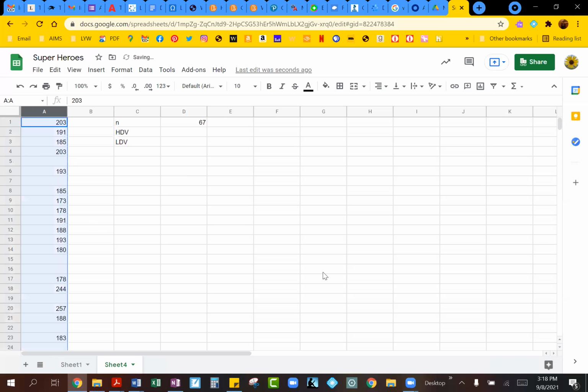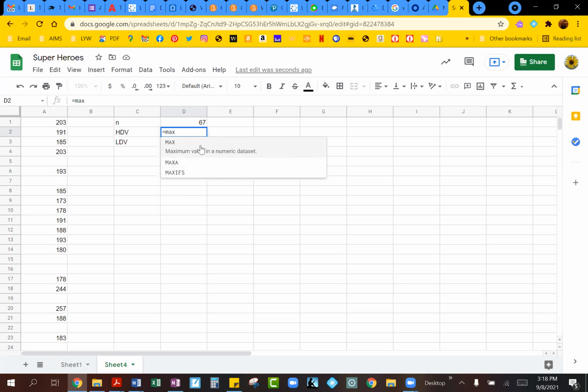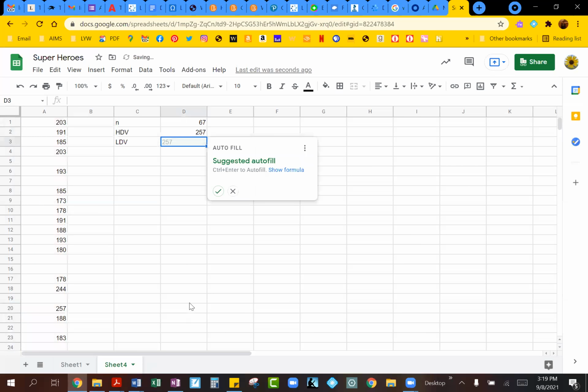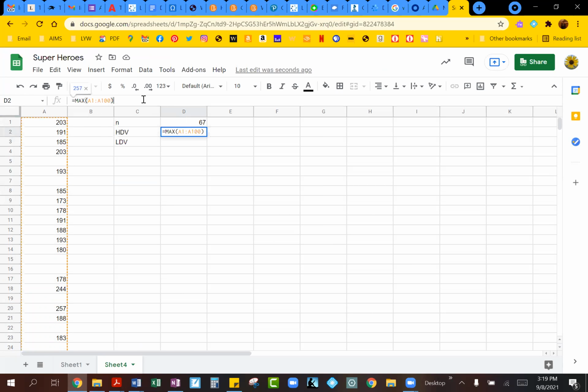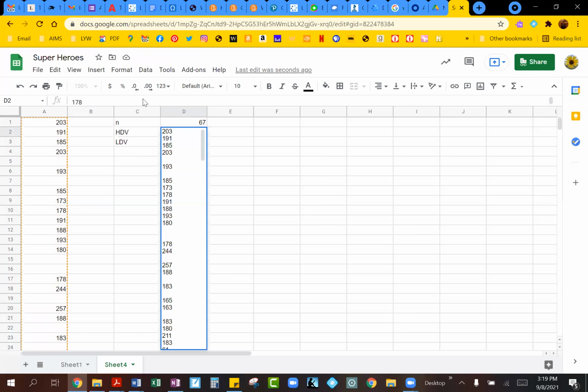So 61 and 257. But I'm going to undo that because I want to have my little calculation over here. The other thing you can do, if you don't want to sort your sheet, is use the maximum function. So you can find the maximum value in your data set. We went from A1 to A100, which were these cells where I pasted all my numbers, and you will see it comes back with the same 257 that we saw when we sorted our list of numbers.